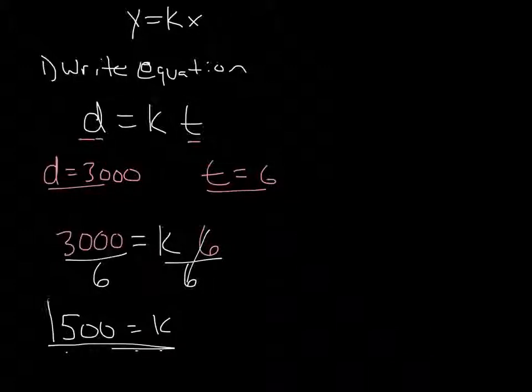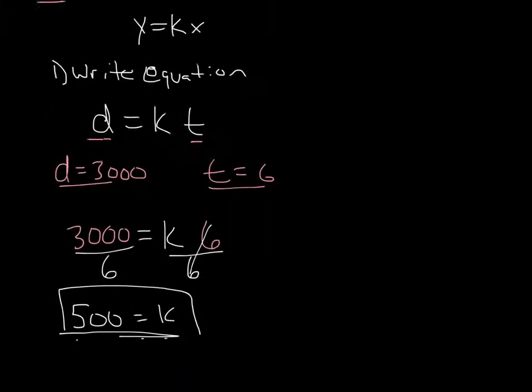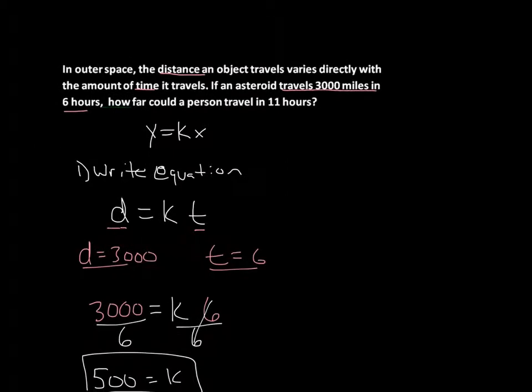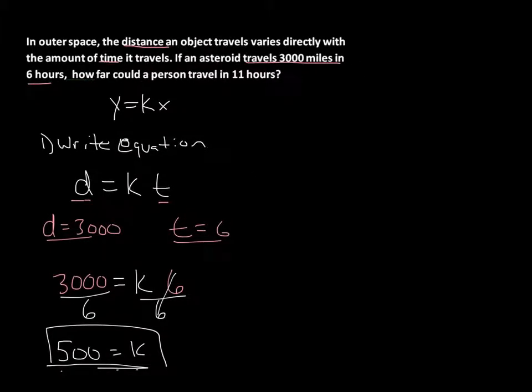Now what we're going to do is we're going to take this equation right here, and I'm going to replace k with the value we just found. So let me zoom out, and so our new equation, let's bring this one up here, it's going to be d is equal to, we're going to put 500 in here, and then we have t.